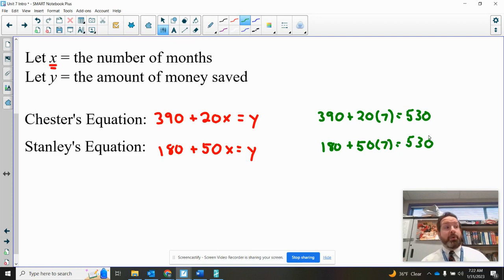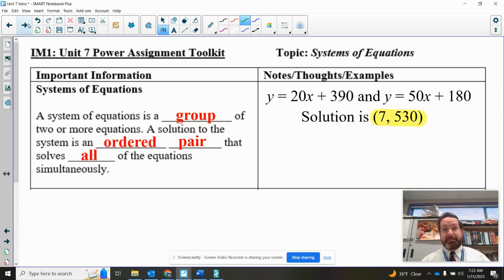Now, if you didn't already know this, that's okay. You should be able to trust that your equation is set up by just making a small table and checking to see that your patterns hold true. When you have a group of equations like this, and you're looking for an answer to the question, what do the variables represent? You are working with a system. So on your toolkit, let's fill in some blanks. A system of equations just means there's a group of them. Typically 2. We had 2 equations, one for Chester, one for Stanley. There could be more, but often just 2.